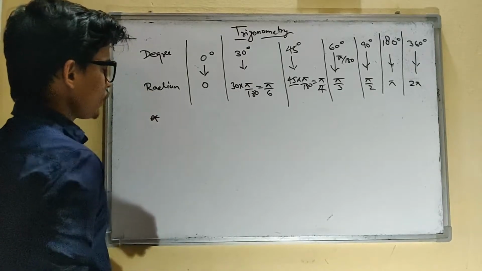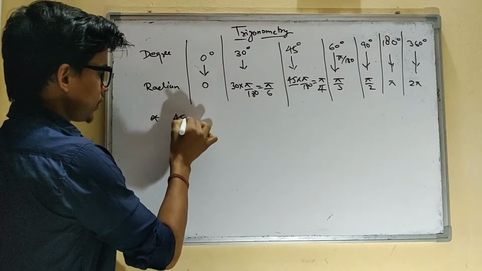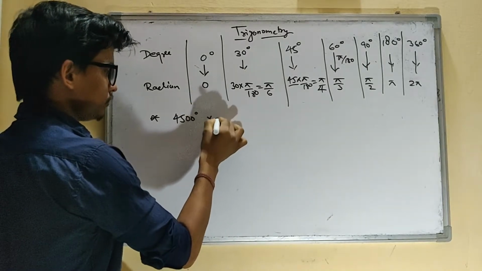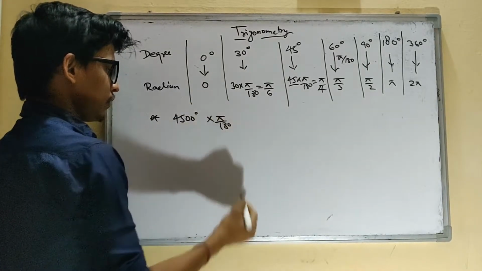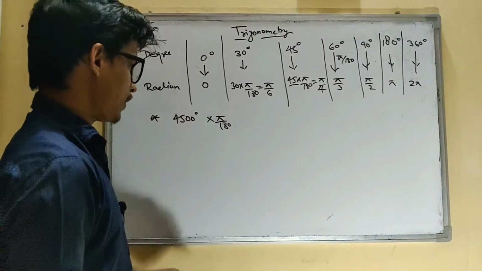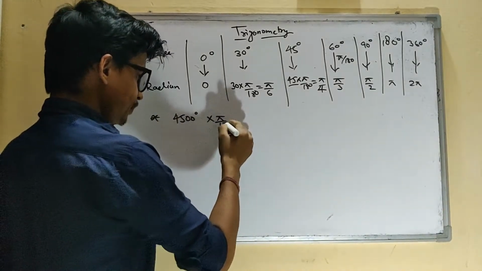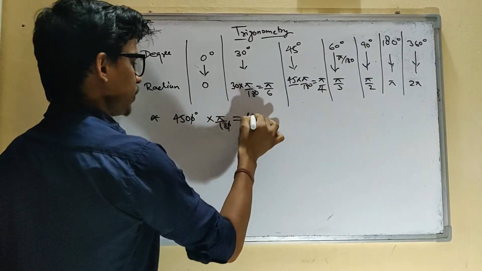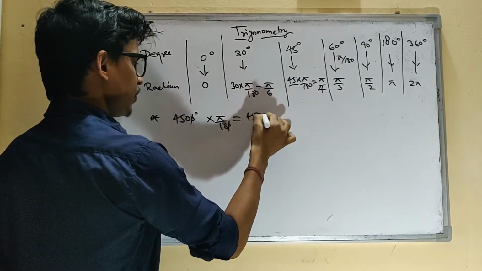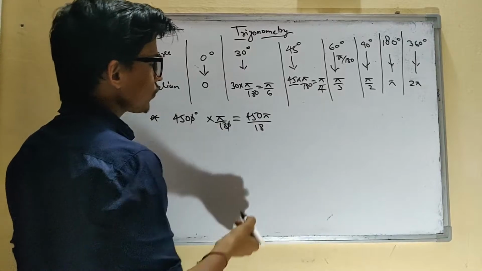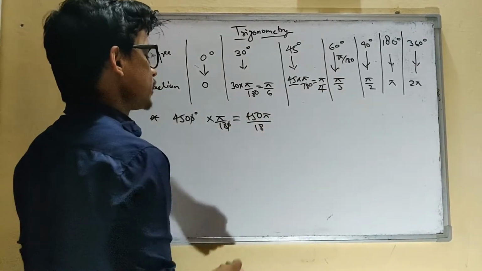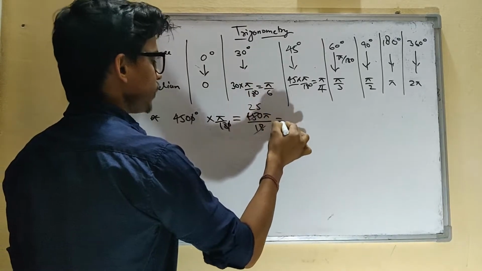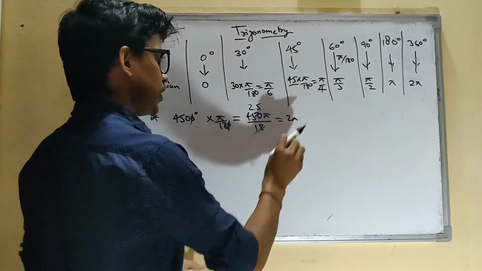For example, you have to convert 450 degree into radian. So you just multiply it with pi by 180. So 450 degree is equals to this. Now this 0 is going to cancel out with 0. So 45 pi upon 18. So I guess 18 2s are 36. Yeah, 25 pi. So it is equals to 25 pi.